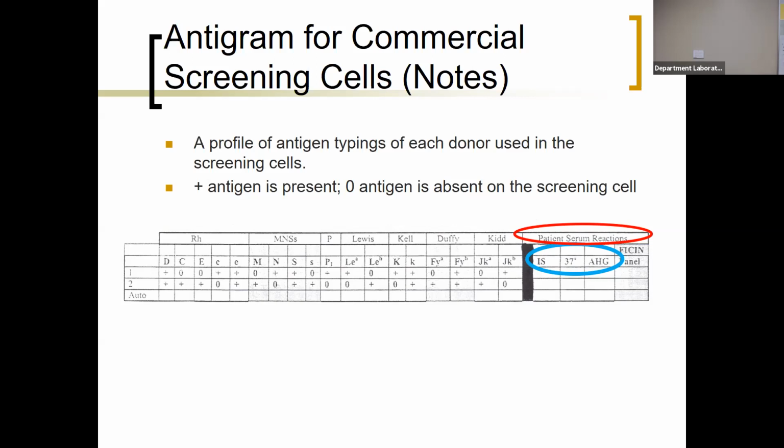All right, so your reactions. So this is patient plasma, okay? So you can write your reactions here. And we're going to do some examples. We're going to do some scenarios.